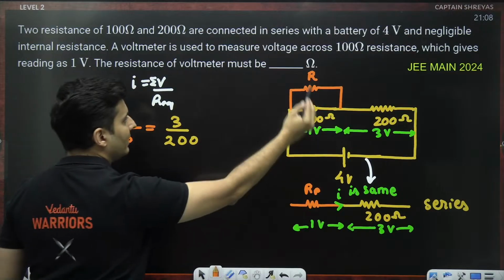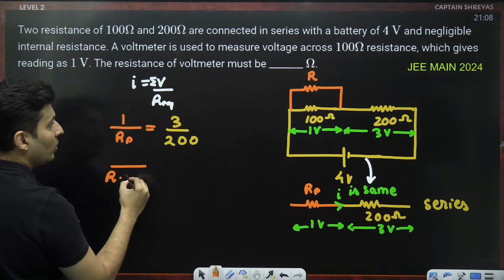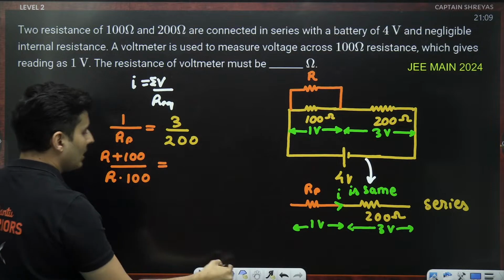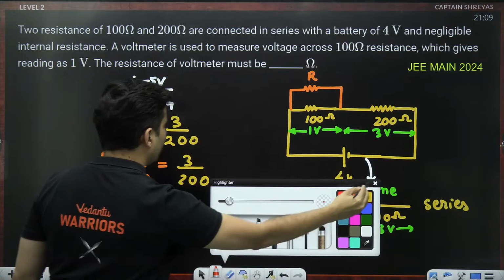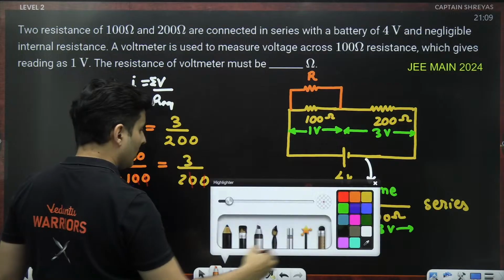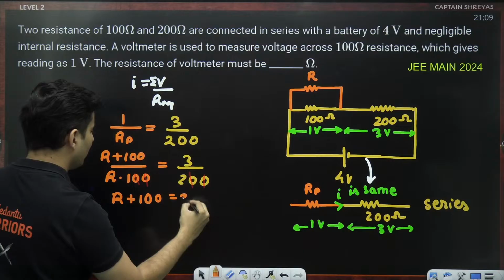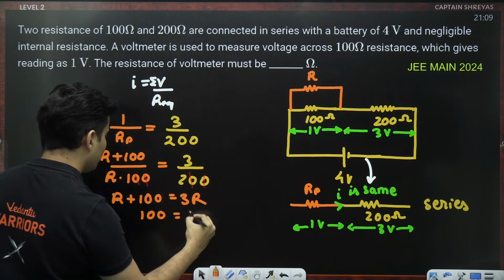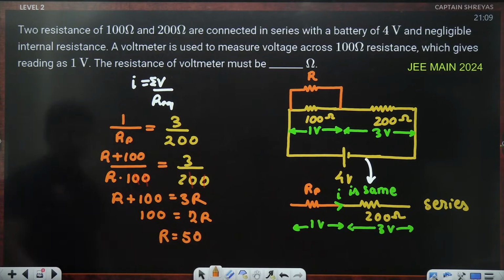Parallel resistance: this into this upon this plus this. So it will be R into 100 upon R plus 100. This is equal to this thing, which is 3 divided by 200. A lot of stuff will definitely get cancelled. The zeros cancel, so I can just cross multiply. So R plus 100 is equal to 3 times R. Take R on the other side. So 100 is equal to 3R minus R, which is 2R. So R is basically 50. So 50 ohms should be the answer.